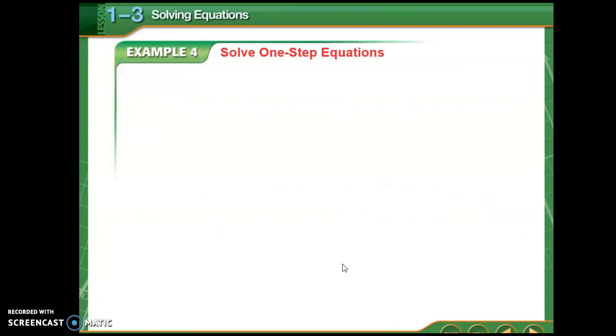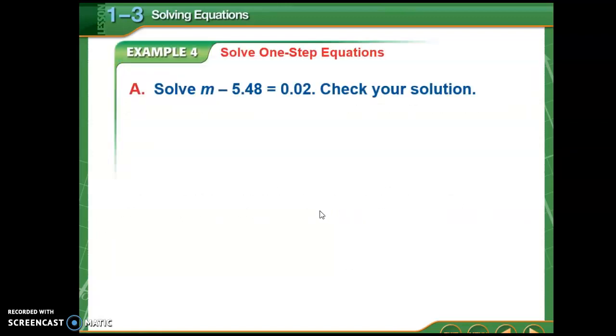Let's apply them. Let's start with the basic one-step equation. Solve for m: m minus 5.48 equals 0.02. Check your solution. Here, we will only move this number to the right side, and that's it. The opposite of negative is positive, so we'll be adding 5.48 to both sides.